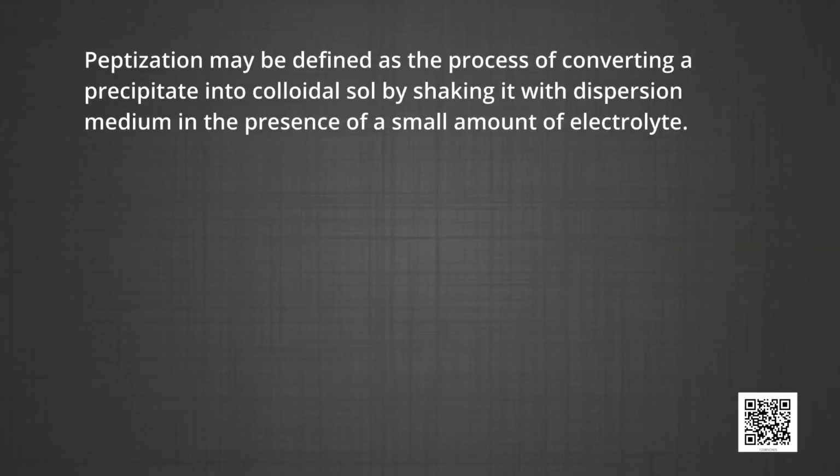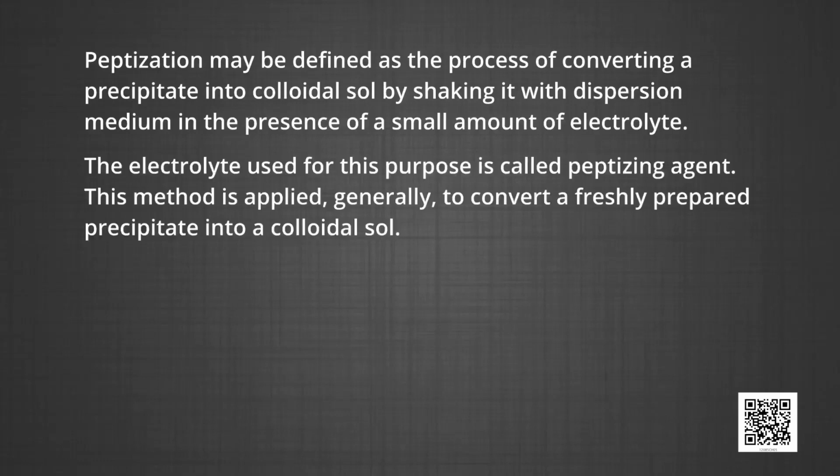Peptization. Peptization may be defined as the process of converting a precipitate into a colloidal sol by shaking it with dispersion medium in the presence of a small amount of electrolyte. The electrolyte used for this purpose is called the peptizing agent. This method is applied generally to convert a freshly prepared precipitate into a colloidal sol.